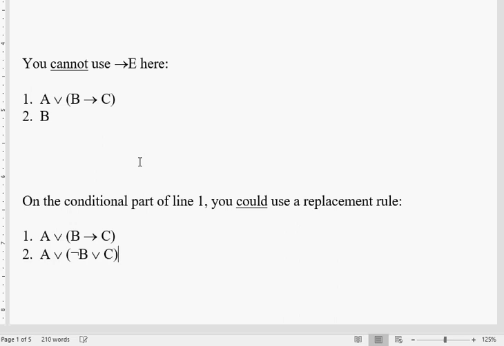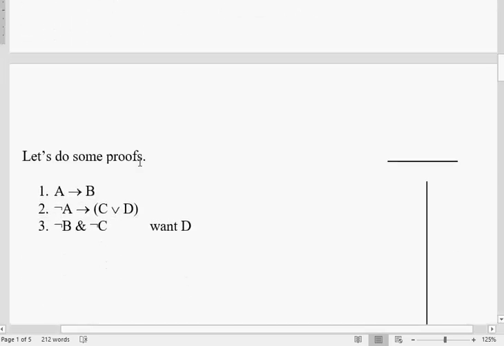Rules of replacement work on parts of lines or subformulas, and so the operators pictured in those rules don't need to be main logical operators. So in this case, on my line 2, that follows from line 1 by the material conditional rule. Okay, let's do a couple of proofs.